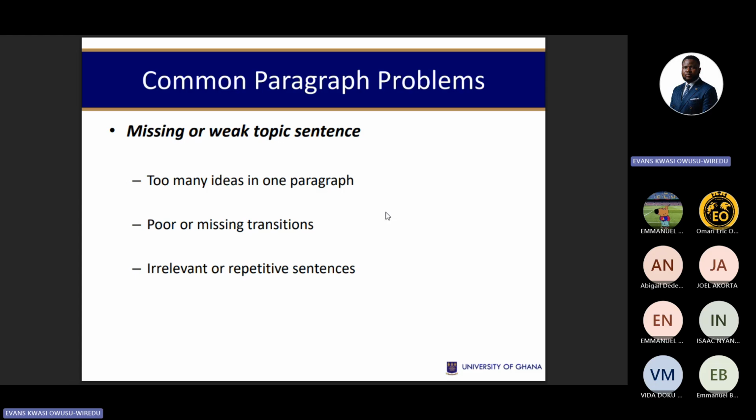Okay, irrelevant or repetitive sentences, like the irrelevant sentence we said, "technology is useful," or repetitive sentences. Because you don't have topic sentences, it will lead to so many errors, right? So look at all those scenarios and look at those errors. You will see that you generate even more than the lecturer has given.